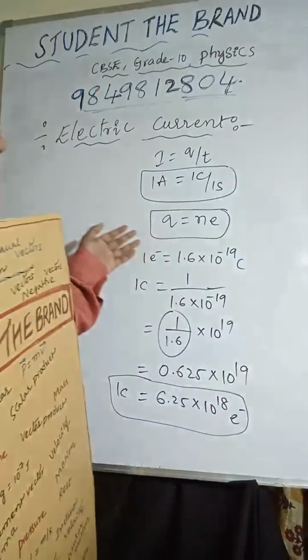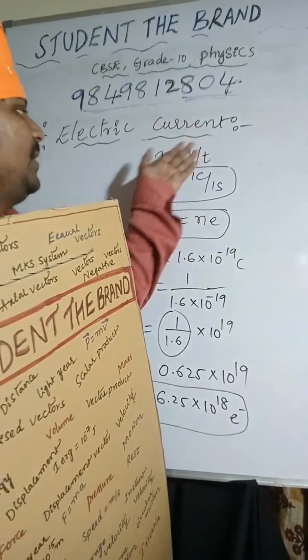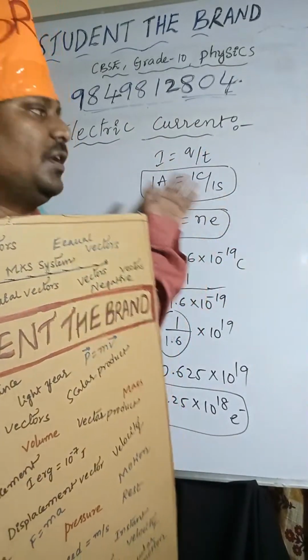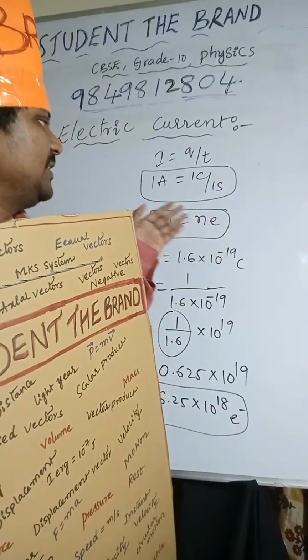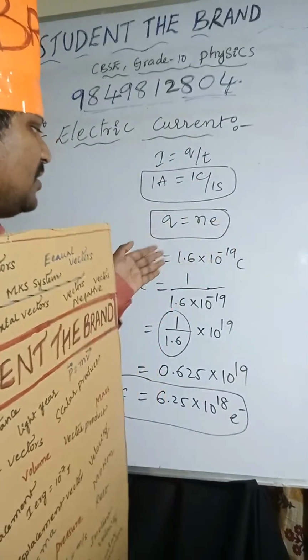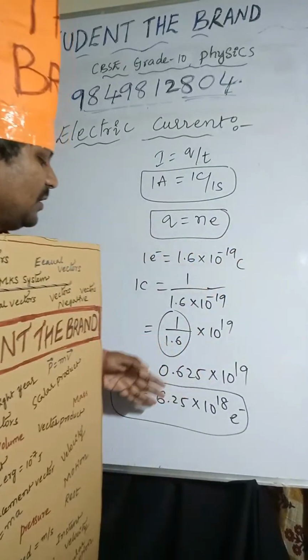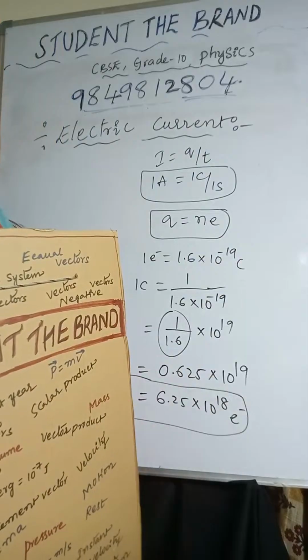So just check once. I equal to Q by T. The SI unit of current is ampere. The SI unit of charge is coulomb. 1 ampere equal to 1 coulomb per 1 second. Q equal to Ne. On 1 electron the charge is 1.6 into 10 power minus 19. In 1 coulomb, 6.25 into 10 power 18 electrons are present.